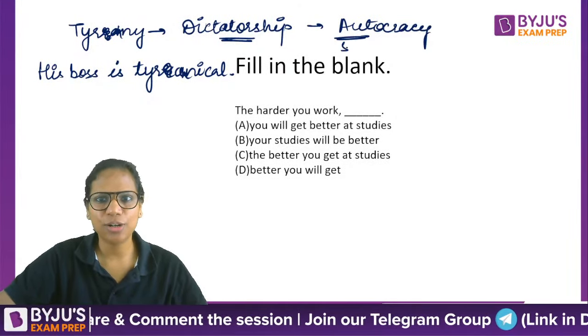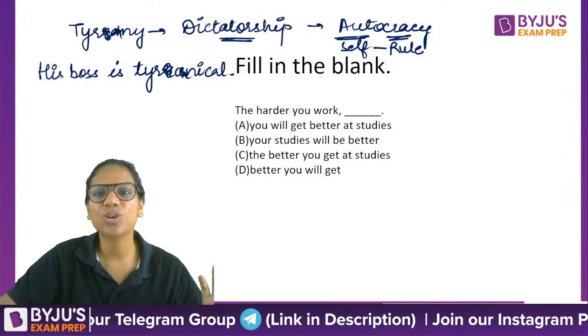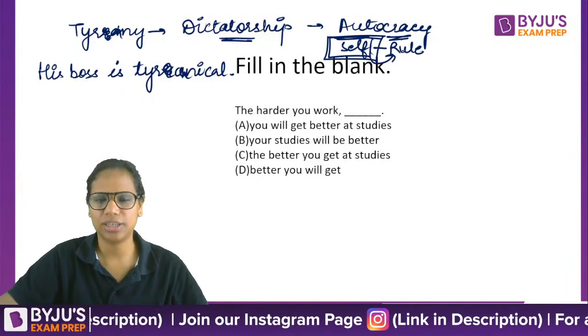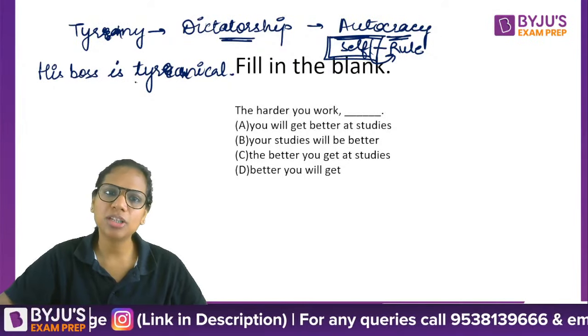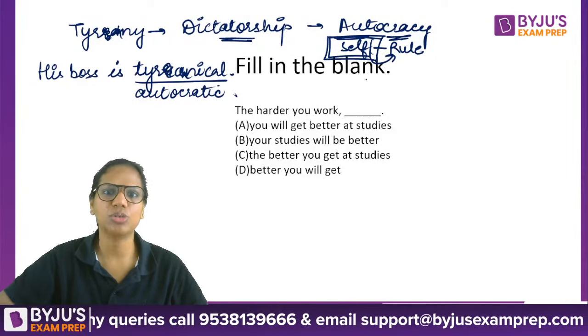Auto means self. Crat means rule. So here this is not Swarajya or self-rule. No, it means that there is one single person who is ruling, one single person who has all the power. That is autocracy. So I can use autocratic also here.